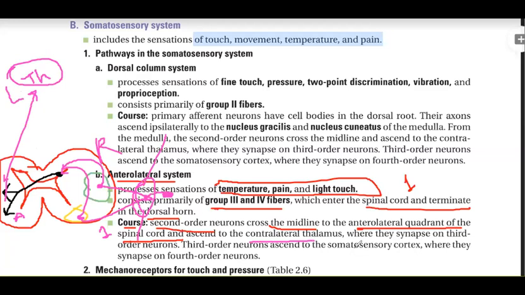So remember this. Okay, where they synapse on third order neurons, and then third order neurons ascend to the somatosensory cortex, where they synapse on the fourth order neuron. So now from here they will go to that postcentral gyrus. Okay, and from there it will be transferred, the sensory pathway is finished, the sensory will connect to the motor, which will bring back the response. Okay, but now we are not studying motor, so you have to understand this thing at this level.